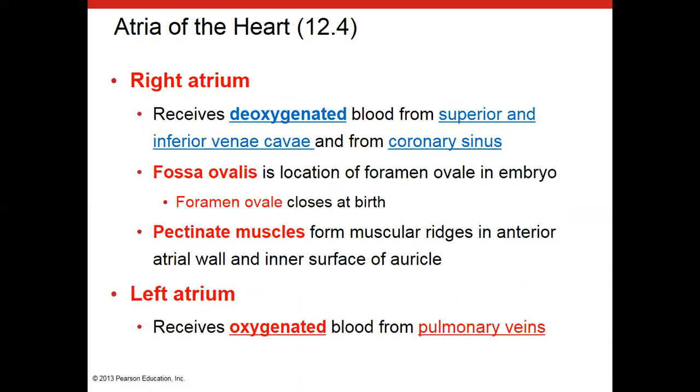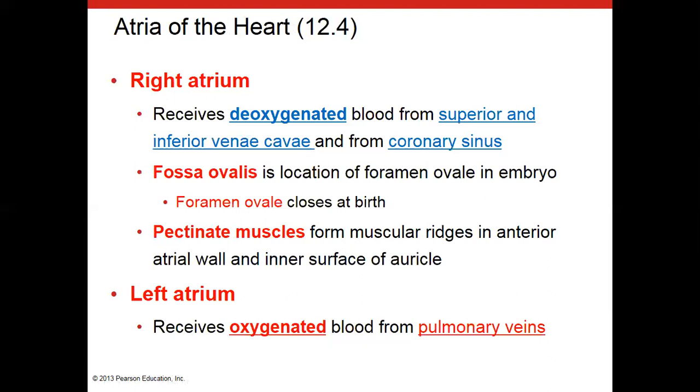So let's talk about the atria of the heart, because we're going to go chamber by chamber and talk about some features, potentially some unique features, in each chamber. The right atrium receives deoxygenated blood from the superior and inferior vena cava and, like I mentioned earlier, from the coronary sinus, which is deoxygenated blood coming back to the right atrium from the coronary circulation, the blood flow to the heart. The fossa ovalis is another structure, similar to the ligamentum arteriosum, that once was an opening but then closes off after birth.